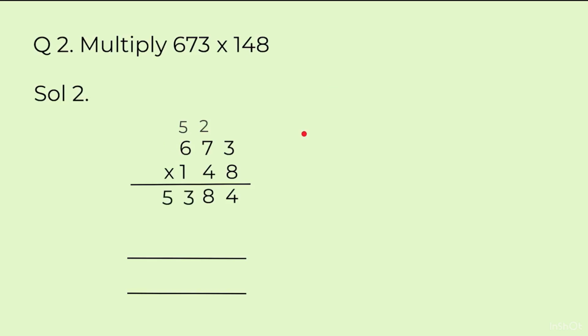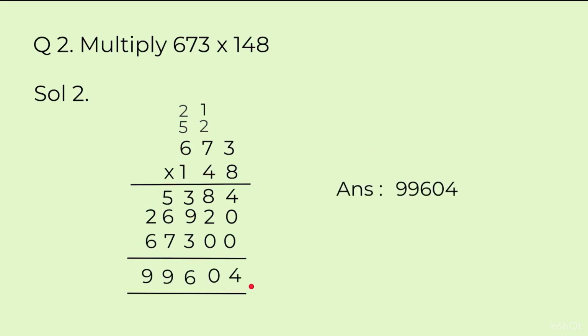Then we'll put 1 0 and multiply 4 3s are 12, 1 at the top, 2 at the bottom. 4 7s are 28 plus 1, 29, 2 at the top, 9 at the bottom. 4 into 6, 24 plus 2, 26. Then we'll put 2 zeros and then multiply 1 by 3, 3, 1 into 7, 7, 1 into 6, 6. Now we'll add these three numbers. When we add, we get the answer as 99604. So don't forget to write answer in a separate line.